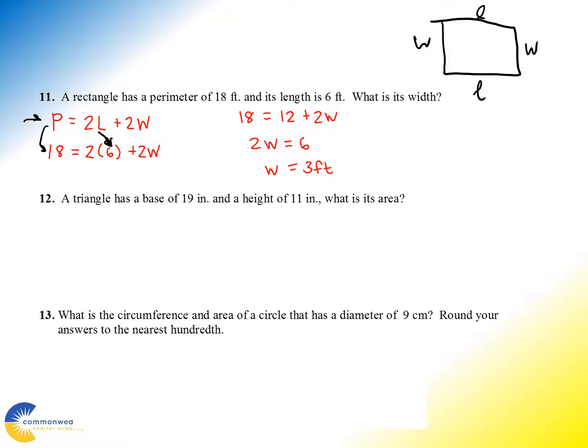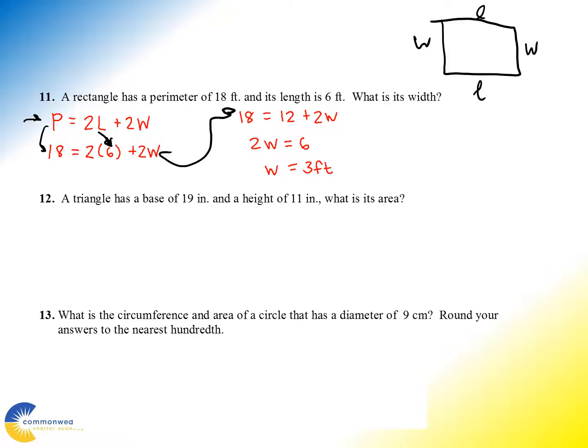So here's where some of your algebra skills can come in handy. 18 equals 2 times 6 plus 2W. I come over here. 18 equals 12 plus 2W. I then subtract 12 from both sides to get 2W equals 6. And I divide both sides by 2 to figure out that the width is 3 feet.